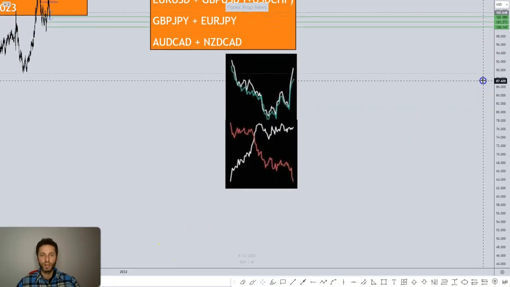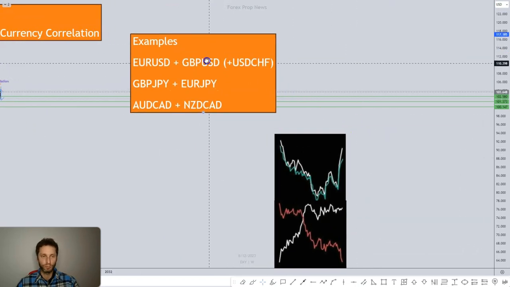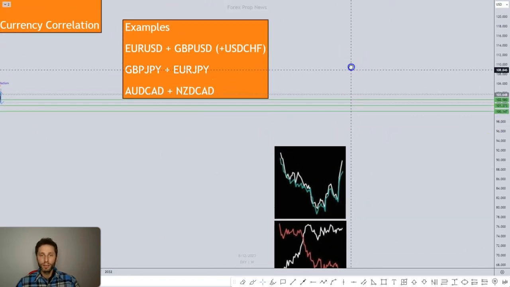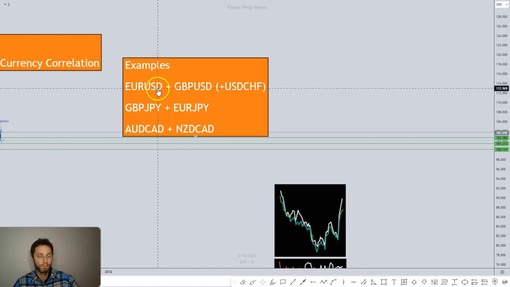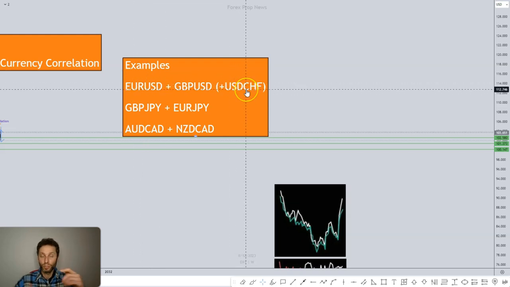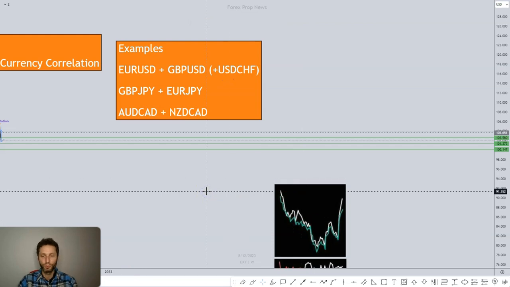All right, I'm sure you're asking yourself, how do we use this on the chart? So we're going to go through a few examples and a few scenarios. First of all, I'm going to go through Euro dollar and pound dollar, the two closely correlated ones to each other. And then Euro dollar and dollar Swiss, which are inverse. So let's bring up a few examples and I'll show you what it looks like.